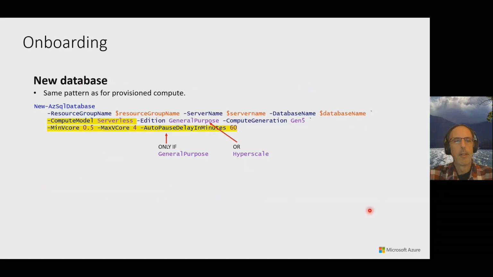Onboarding into serverless is relatively straightforward. So here I'm showing a PowerShell cmdlet for creating a new database, and I've highlighted the parameters in yellow that are unique to serverless. So the compute model needs to be specified as serverless. In this example, the min number of cores is 0.5, the max number of cores is set to 4, and the auto pause delay is set to 60 minutes.